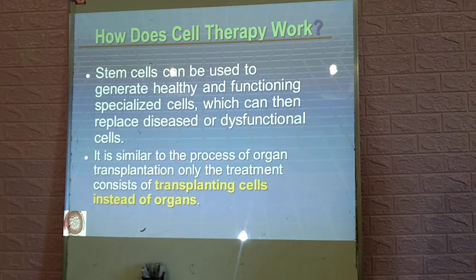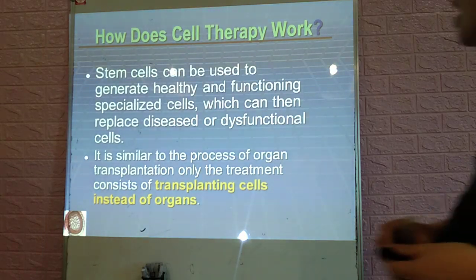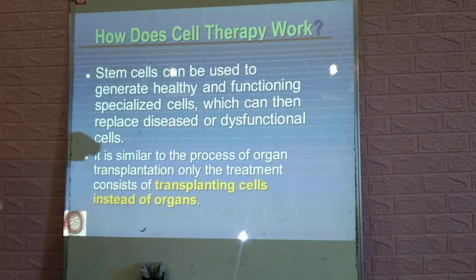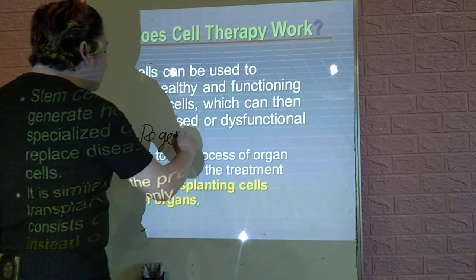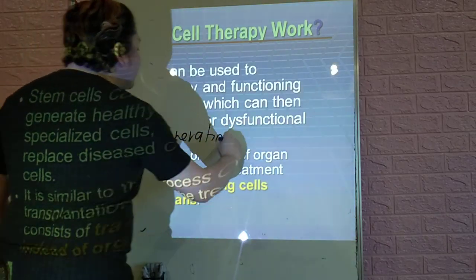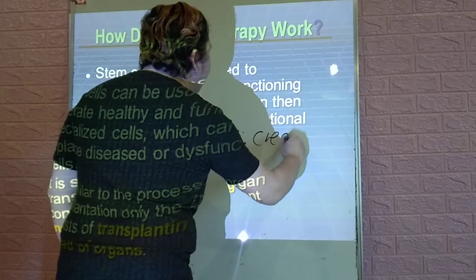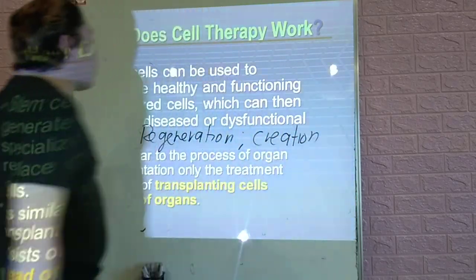In this part, if you are to remember, we ended on the topic about xenogenic transplantation of stem cells. Guys, for this time, the question is, how does stem cell therapy work? For the information of everyone, stem cells can be used to generate healthy and functional specialized cells which can then replace diseased or dysfunctional cells. This is more of the term known as regeneration, or at times, it can also be creation if we are talking about the whole organ itself.